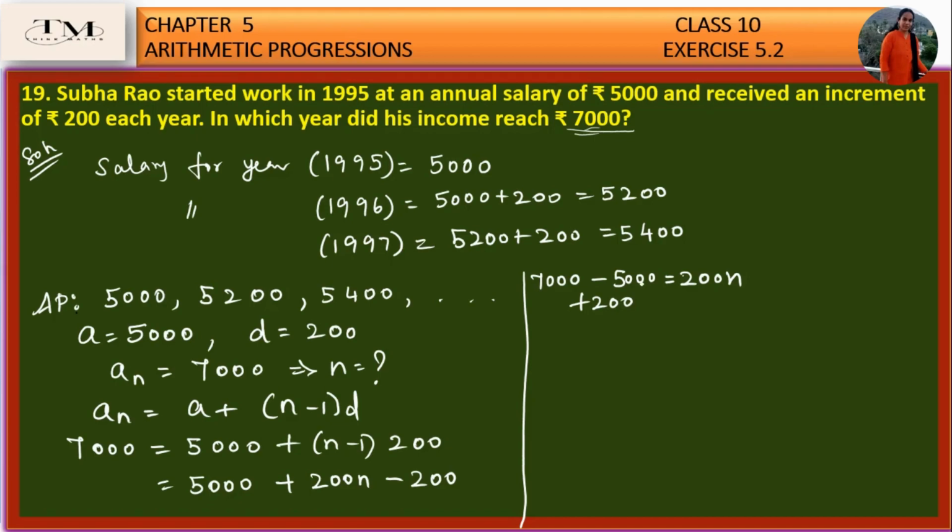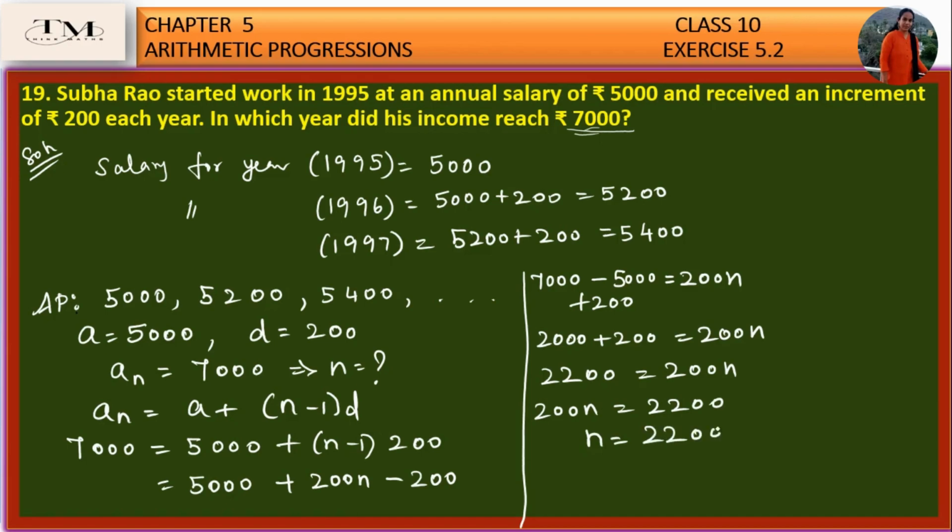So 7,000 minus 5,000 is 2,000. This plus 200 is equal to 200n. If you add this, we get 2,200 equal to 200n. We can write this as 200n is equal to 2,200. So n will be equal to 2,200 divided by 200, which means n is equal to 11. So in the 11th year, he is getting rupees 7,000.